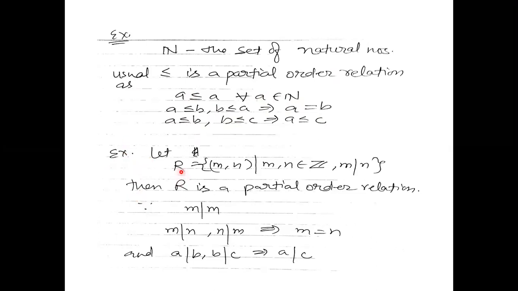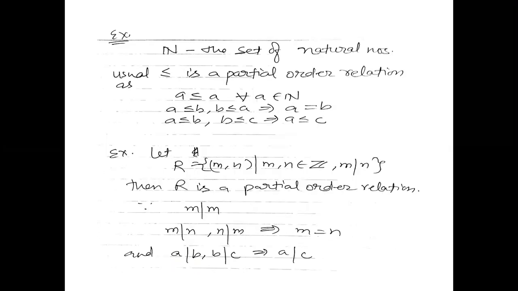And next, let R be the set defined like this: ordered pairs (m,n) such that m divides n, where m and n are from the set of integers. Then R is a partial order relation. We can check it: every number m divides itself, and if m divides n and n divides m, then m should be equal to n. And for transitivity, if a divides b and b divides c, then a should divide c. So this relation R is a partial order relation.